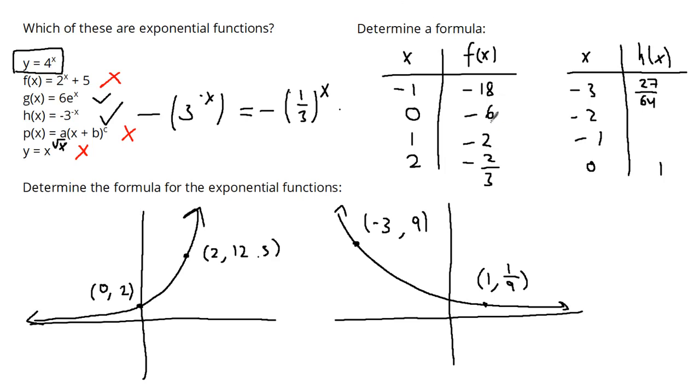Determine the formula. What's the initial value for this? The initial value is, well, let's do f of x is equal to, the initial value is minus 6 times, and then how much do you have from 18 to 6?